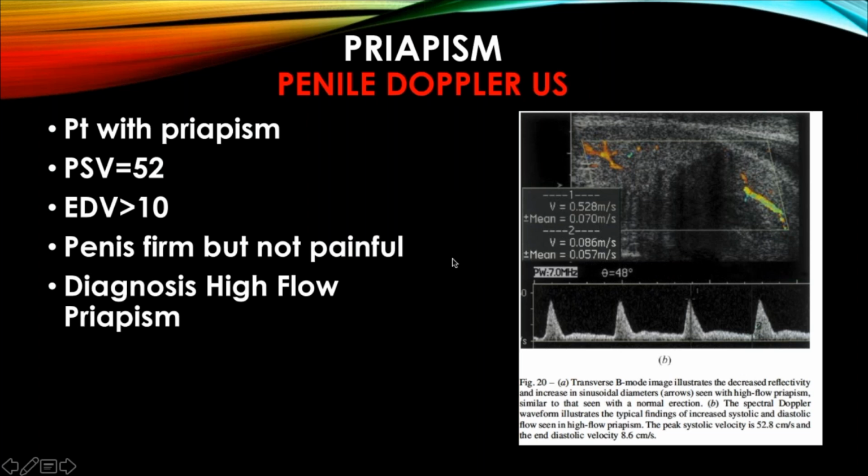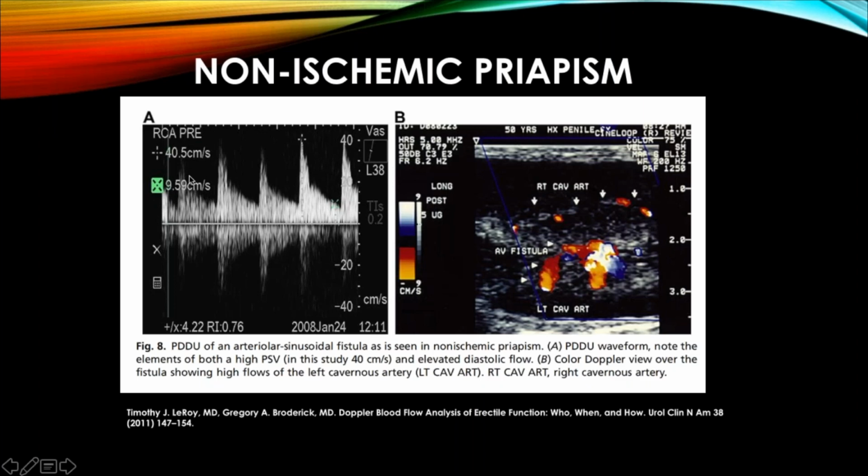The hallmark of non-ischemic priapism is the penis is firm but is not causing pain. High flow priapism, or non-ischemic priapism, typically shows a high systolic velocity and a high end diastolic velocity, and that lets you know it's high flow priapism. Usually with the diagnosis, you're not dealing with an ischemic type priapism. You have inflow and outflow. And here's a representation of a high inflow and no occlusion.